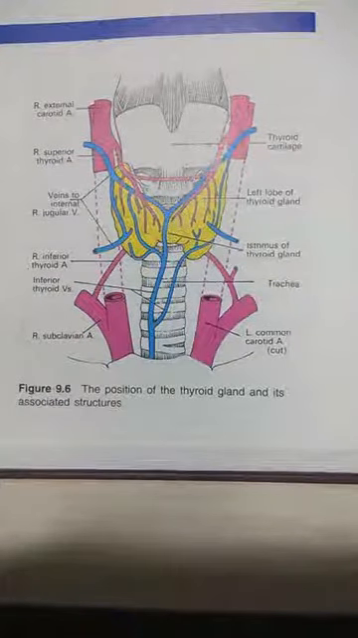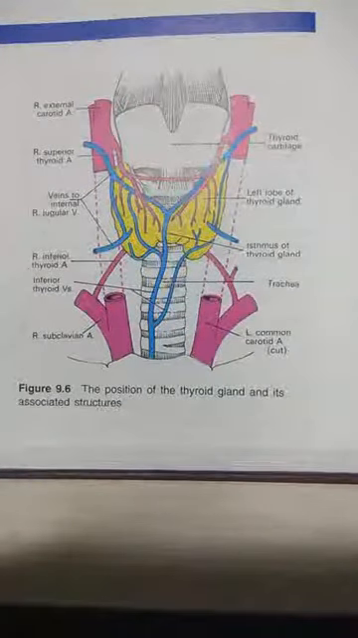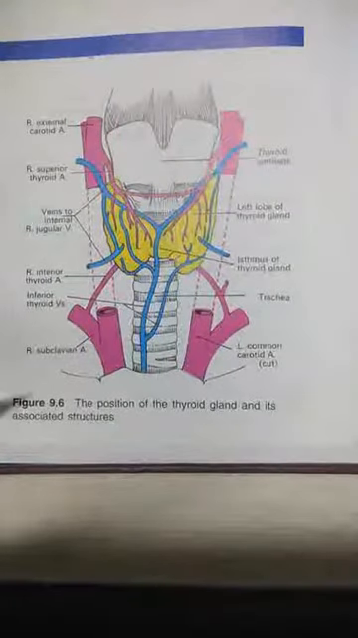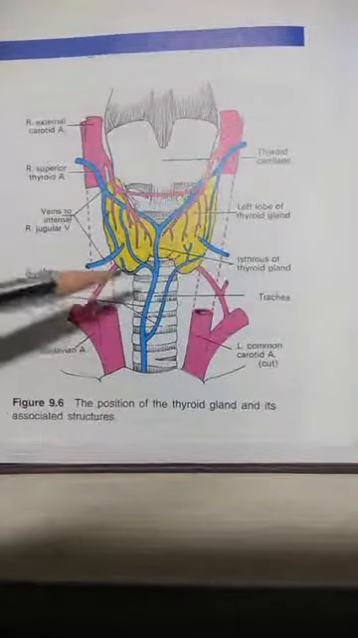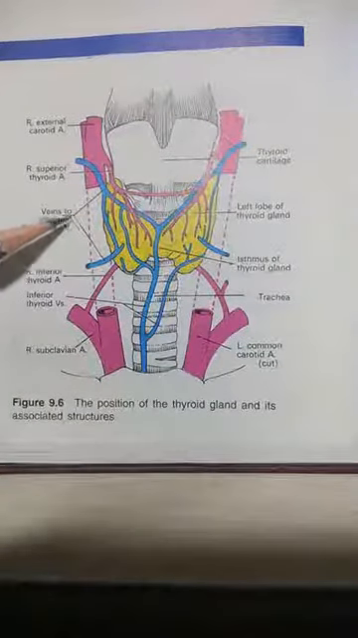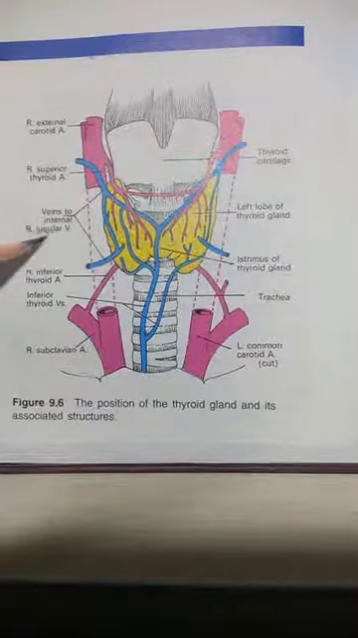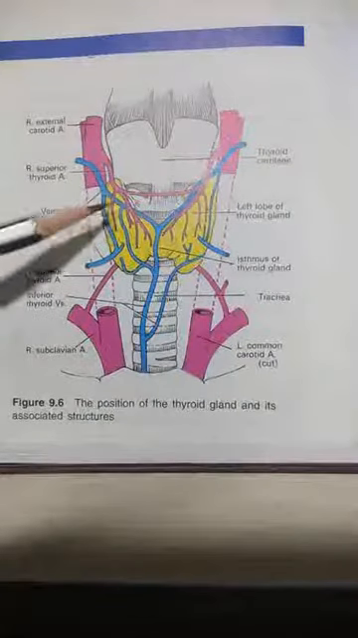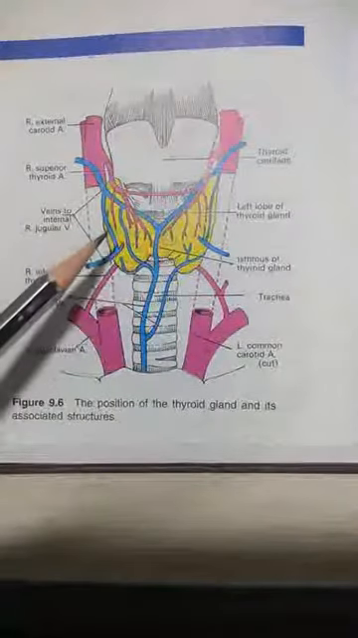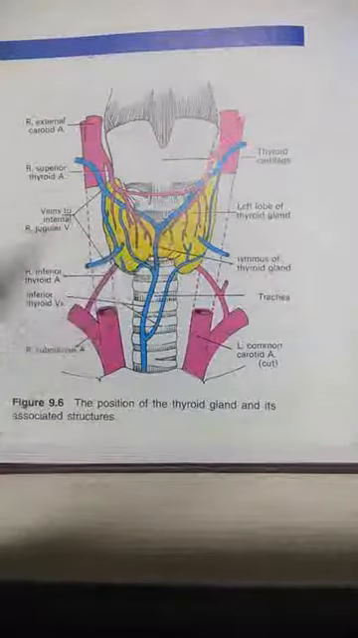Now we will discuss the venous flow of the blood through the thyroid gland. The venous return of the blood is done by the thyroid veins, to the right internal jugular vein from the right lobe, and similarly to the left jugular vein from the left lobe.